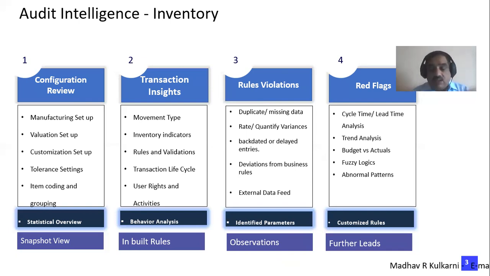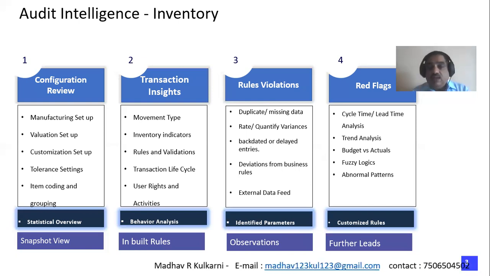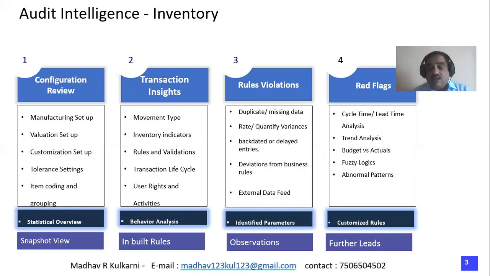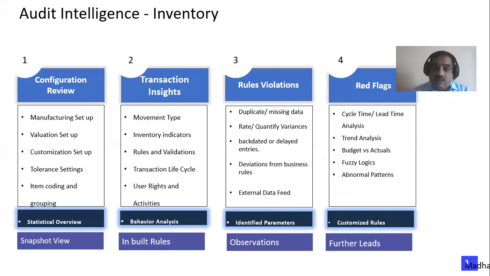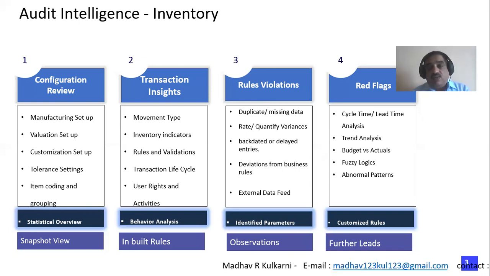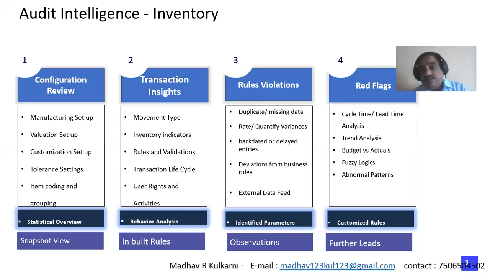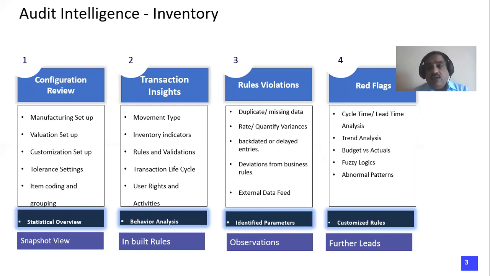In step two, they understand the transaction insights. That is, what kind of movement types are configured, what are the different indicators through which inventory is being controlled? There could be many indicators in ERP systems or outside the ERP systems. What are the default rules and validations put in the system through certain checks and controls? One understands that part of it.